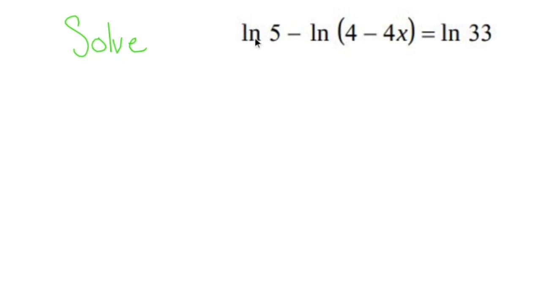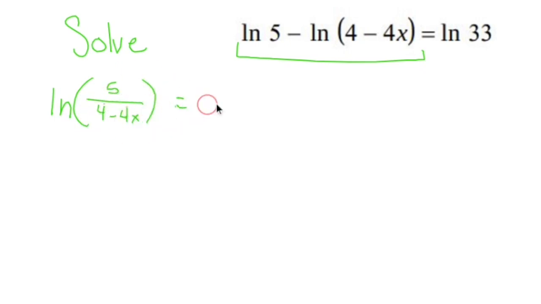All right, my job is to solve ln of 5 minus ln of stuff equals ln of 33. Let's do this. Oh, no, I have a better idea. I have a wonderful idea. Let's connect these two ln's. Remember, ln is log base e, so ln follows all of the log rules. If I have a log minus a log, I subtract things in that order. So this guy becomes ln of 5 over 4 minus 4x. That's going to equal ln of 33.